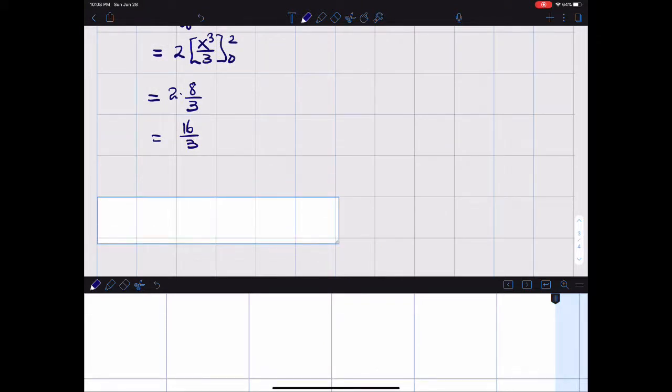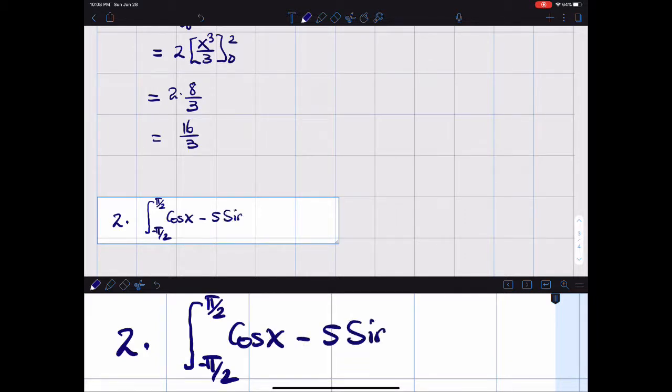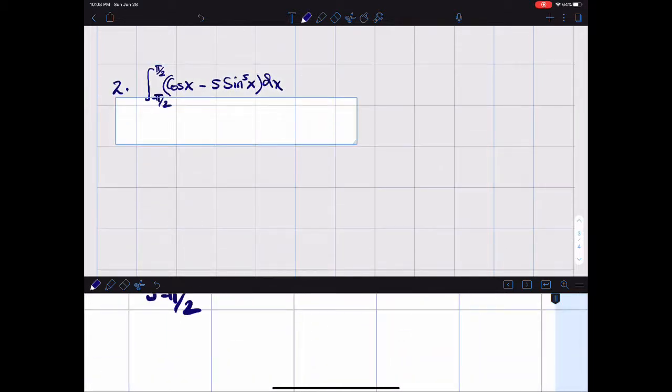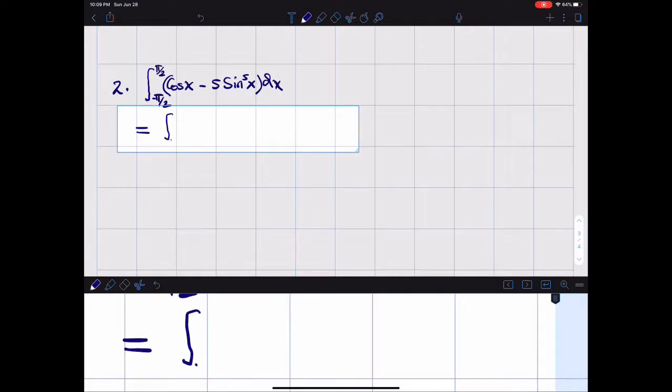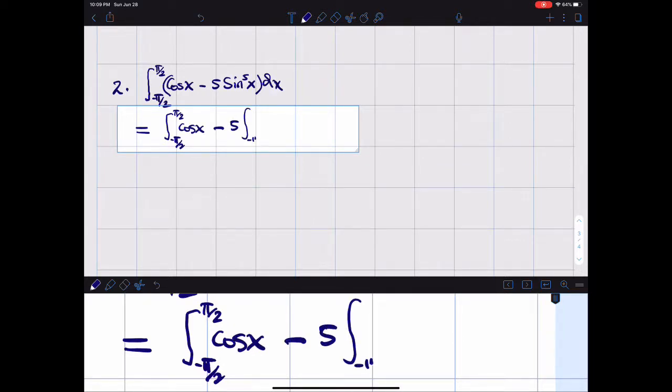All right. Now let's try another one. Let's try the integral from negative pi over 2 to pi over 2 of cosine x minus 5 times x dx. We know that cosine x is an even function, so we can write this as the integral from negative pi over 2 to pi over 2 of cosine x dx minus 5 times the integral from negative pi over 2 to pi over 2 of sine x to the power of 5 dx.